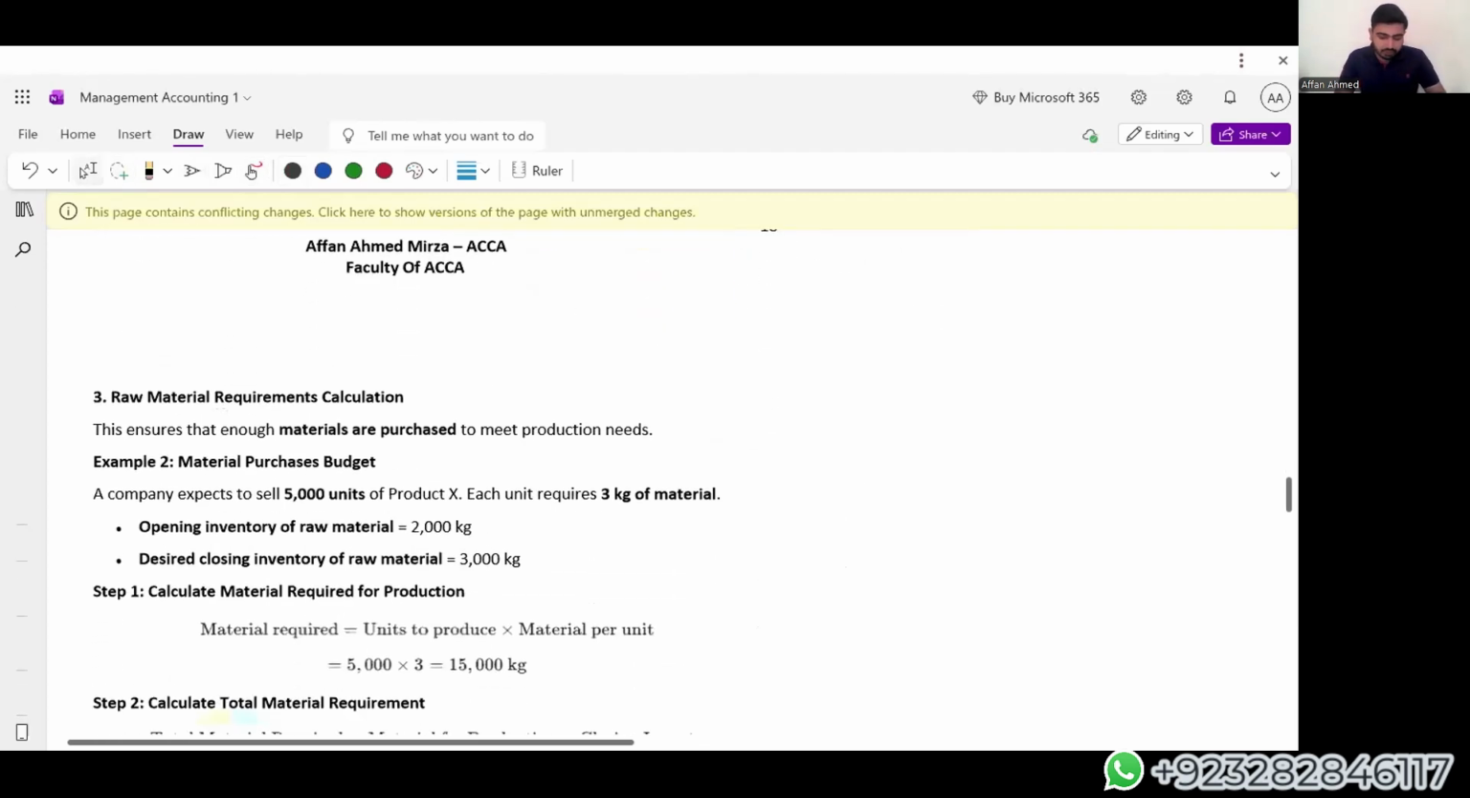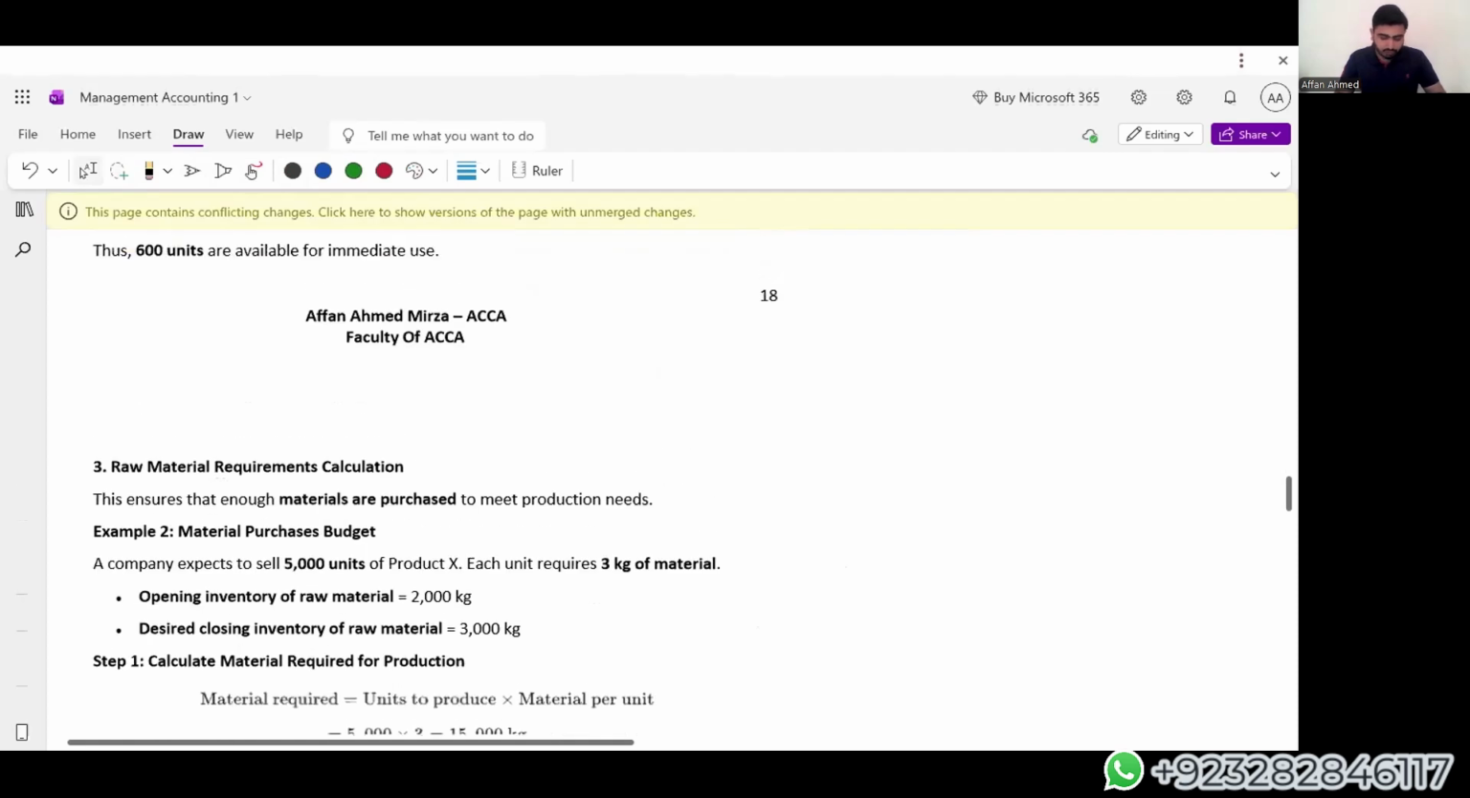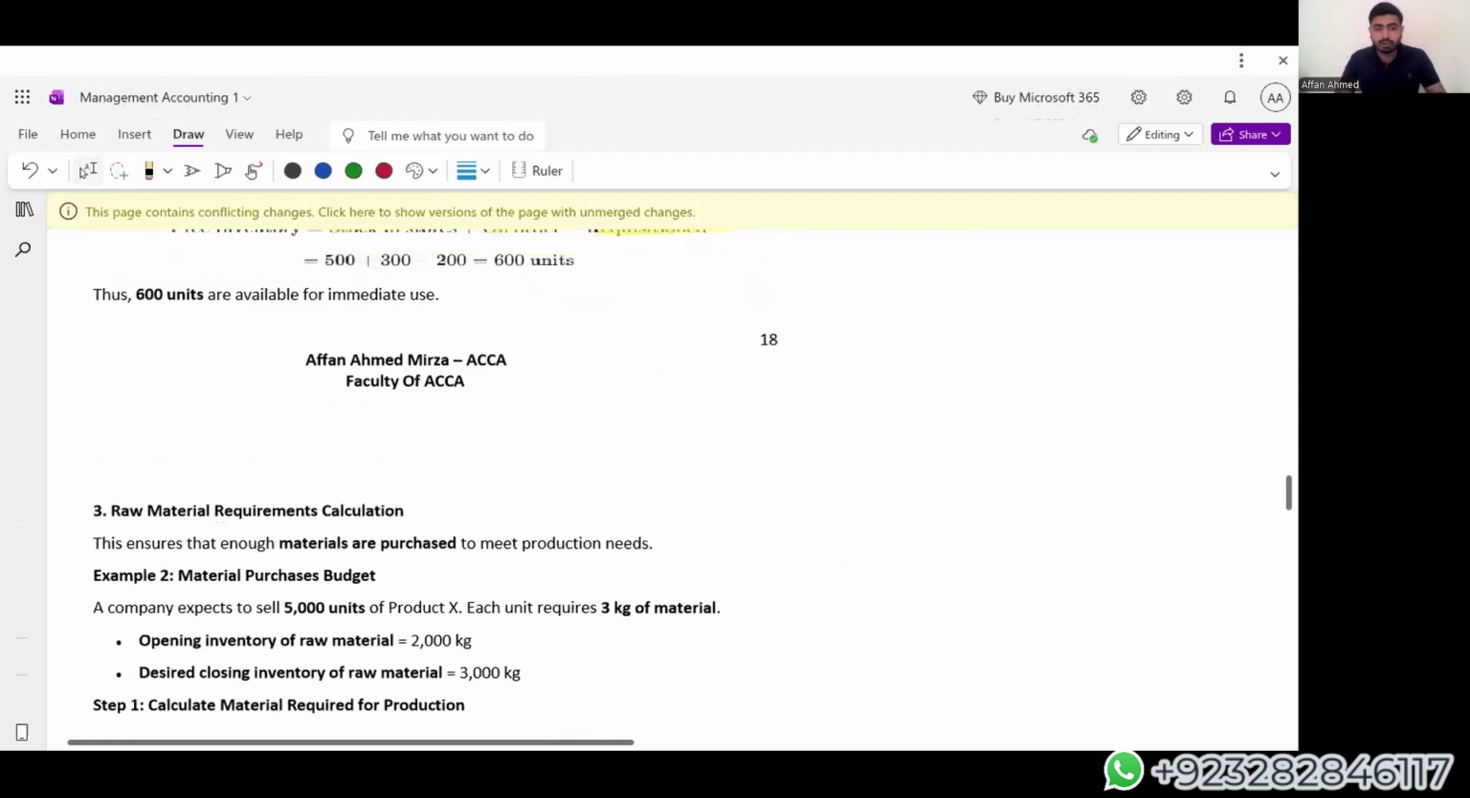Now, raw material requirements calculation. What does it say? It basically says that we have to identify what is the required material. Why are we looking at this? We are looking at this because if we don't know what is the material required, how are we going to buy it and how are we going to plan for it?